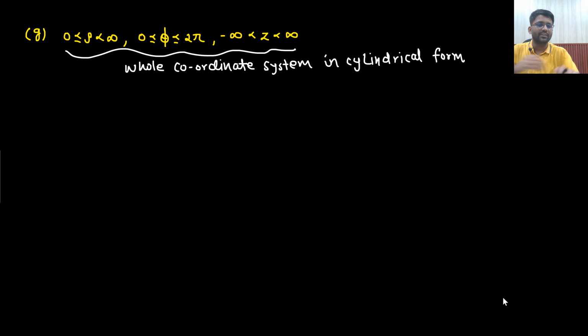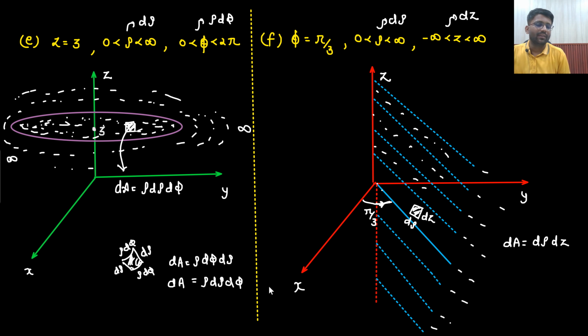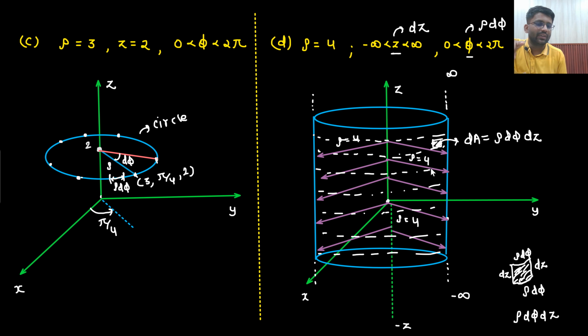I hope you are able to understand this point. That's why it is known as the cylindrical coordinate system. Is that clear to you or not? So yes, it will cover the whole coordinate system, all the coordinates of the xyz coordinate system. It will take up all the points of the coordinate system, right? But in a cylindrical form. Here also you can visualize that a cylinder will be made. Is that clear to you?